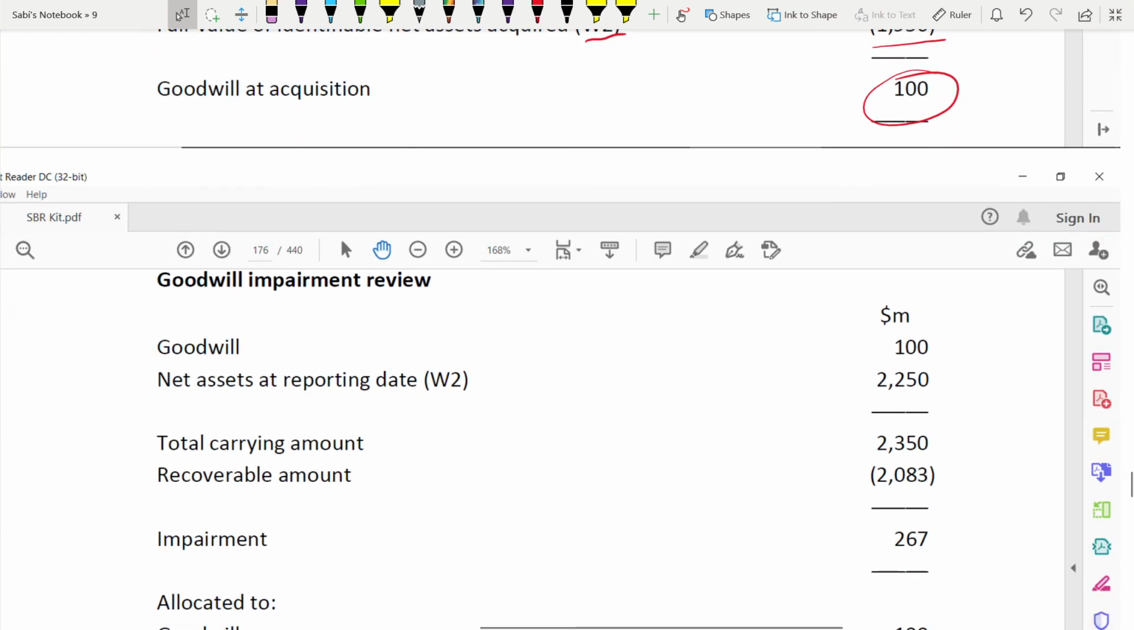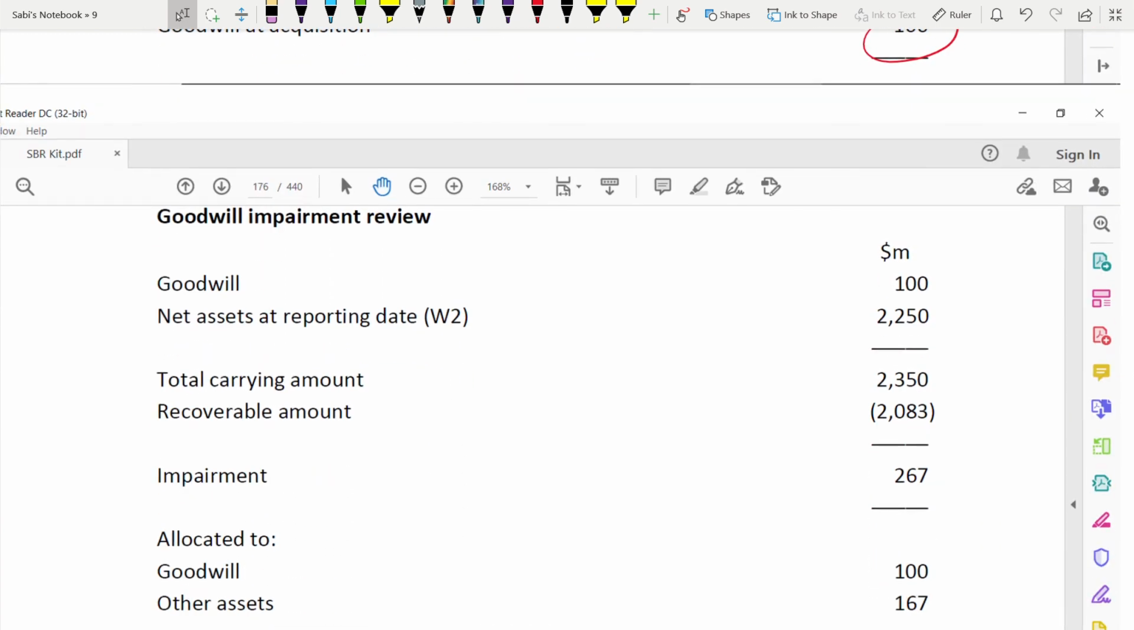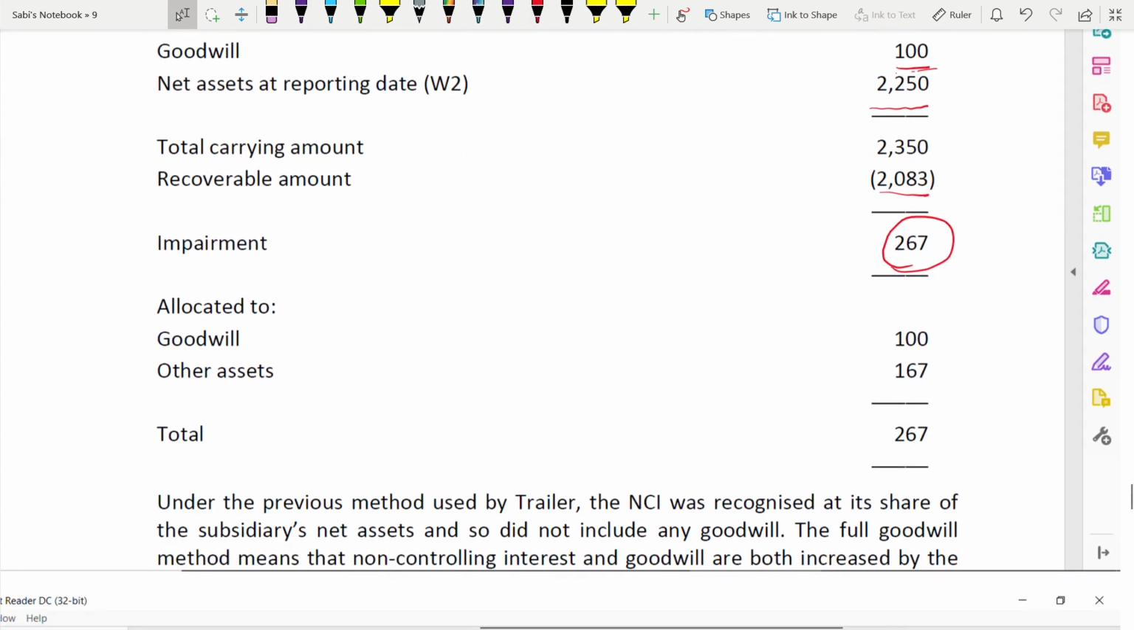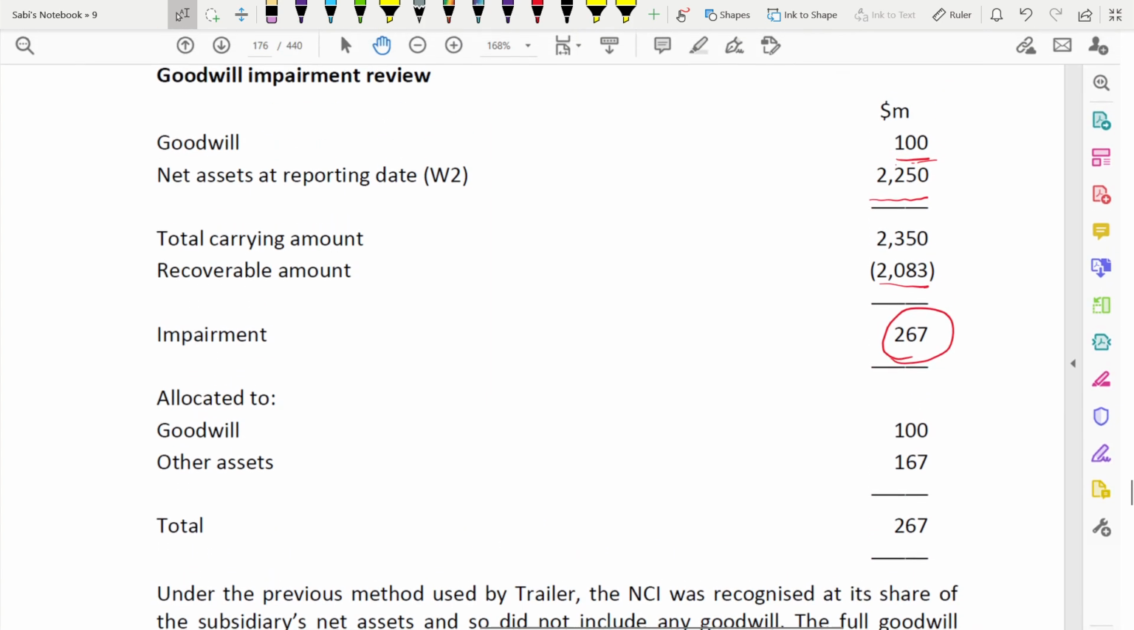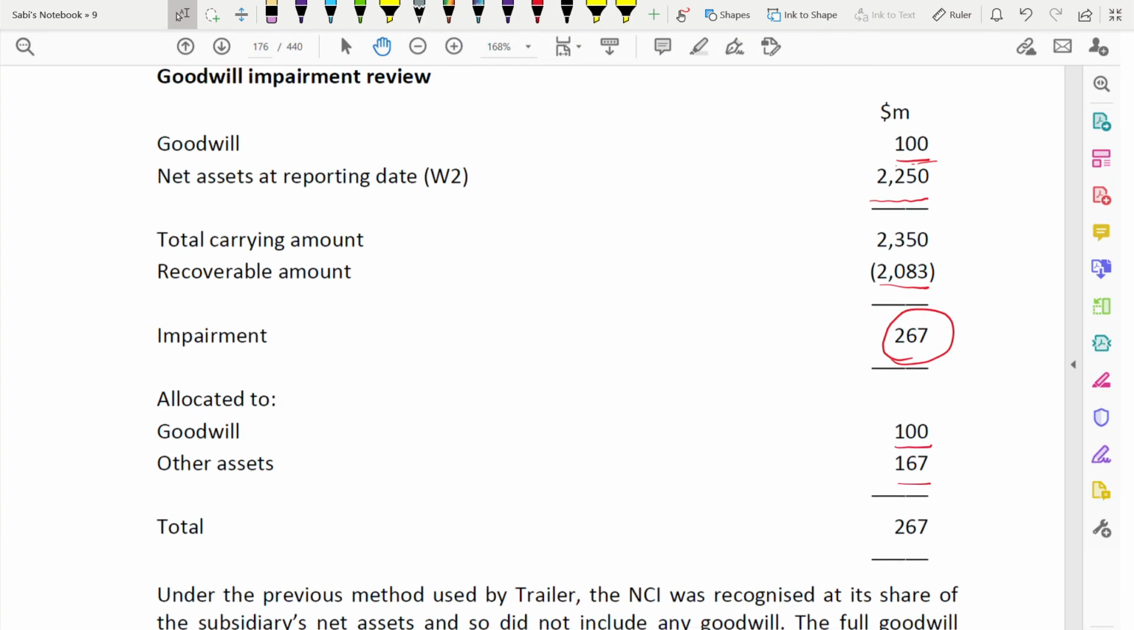Now the goodwill impairment comes. So goodwill is 100. Net assets at reporting date was how much? You have to add both of these to find the carrying amount. Net assets at reporting date was this much. Carrying amount, recoverable amount remains the same. This is the impairment. Impairment changed. So out of this, it's easy to say which one is allocated for goodwill and others. So goodwill is 100 and others is definitely 167. Together, the impairment will be 267. You see, total is 267.